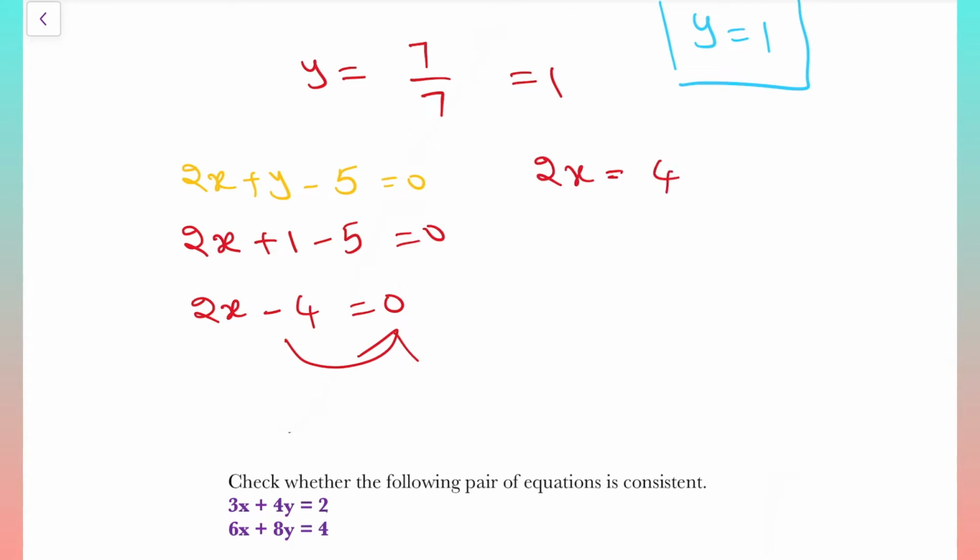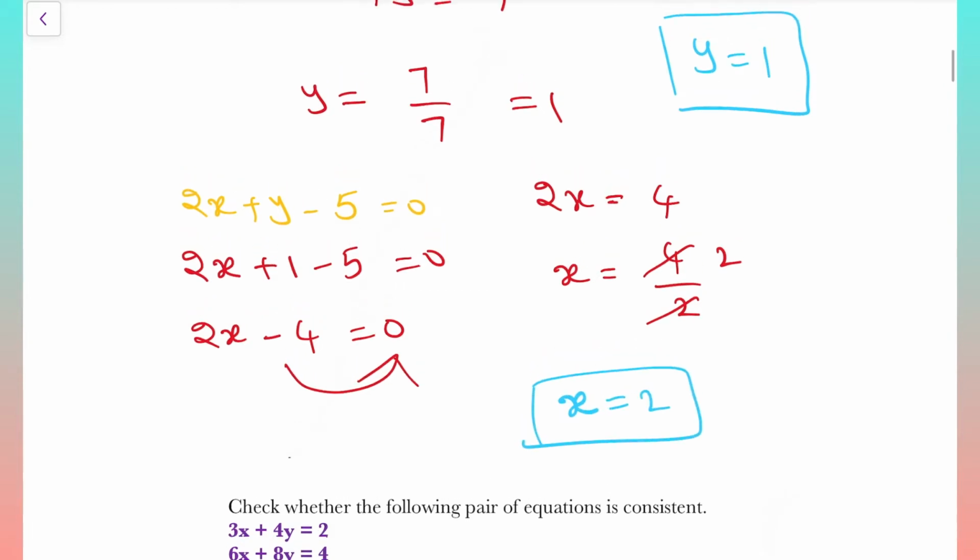Then we need to find the x value, right? So take 2 also to the right side. x equals 4 divided by 2. 2 ones are 2, 2 twos are 4. So finally the x value is 2. The x value is 2 and the y value is 1. So (2, 1) is the solution for the given two equations.